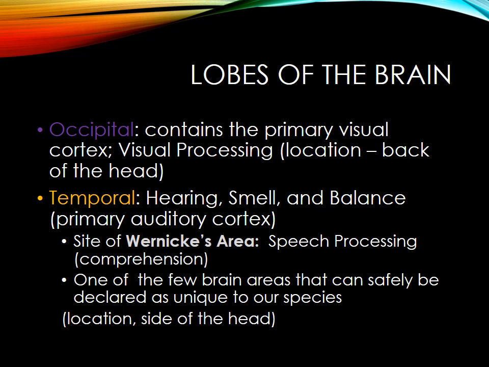This area only exists on the left hemisphere of the brain, and it's called Wernicke's area. So another German, the W sounds like a V. Wernicke's area is what allows you to understand the words that literally are coming out of my mouth. This is one of the few areas of the brain that is declared as unique to humans alone.